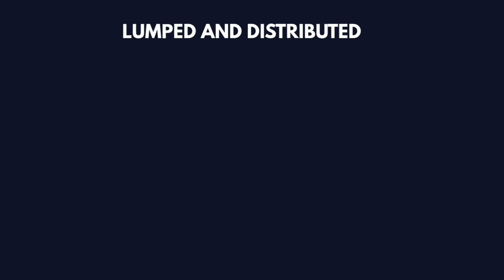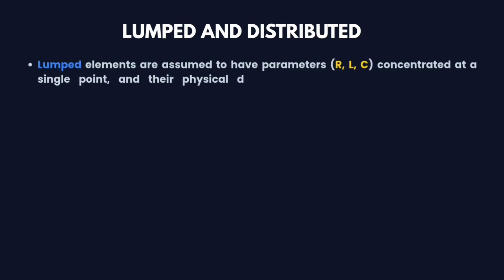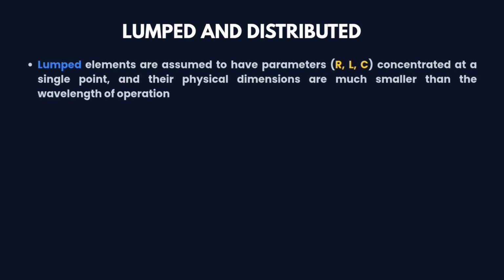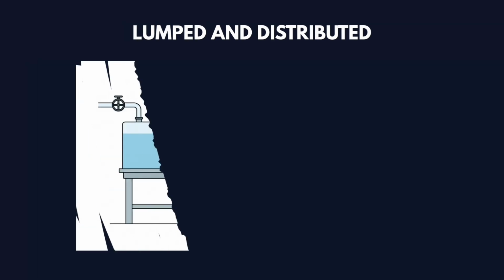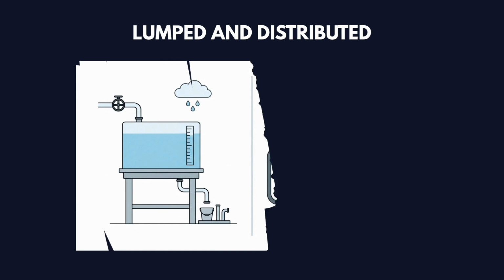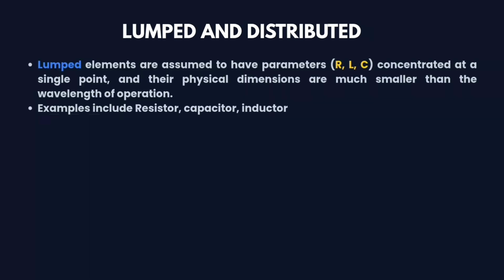Lumped and distributed elements. In lumped elements, electrical properties like resistance, inductance, and capacitance are assumed to be concentrated at one point. Their physical dimensions are considered very small compared to the wavelength of operation. This is like storing water in a tank at one location. Resistors, inductors, and capacitors are treated as lumped elements. This lumped element assumption is valid when the physical size of the element is much smaller than the wavelength of operation.